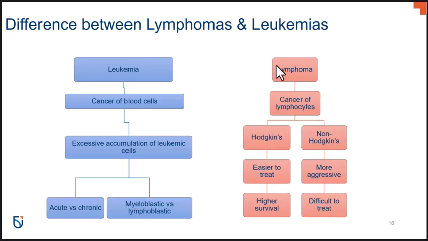With lymphoma, this is cancer of the lymphocytes. And there are two types that I'm sure you've heard of, Hodgkin's and non-Hodgkin's lymphoma. Hodgkin's is typically easier to treat with a higher survival rate, whereas non-Hodgkin's lymphoma is more aggressive and more difficult to treat and therefore has a lower survival rate.